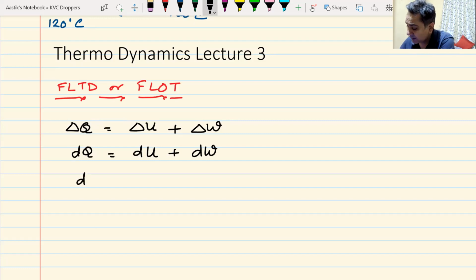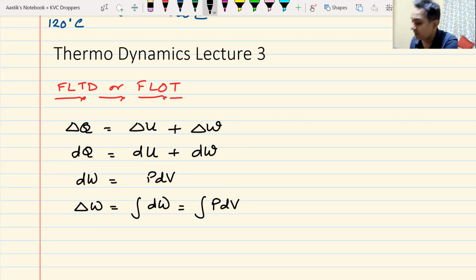We had also seen that small amount of work done dW is P into dV, total amount of work done delta W is the integral of dW, and this is nothing but the integral of P dV. Do we all remember this? Please raise your hands and let me know that we remember this. Everyone, remember this?